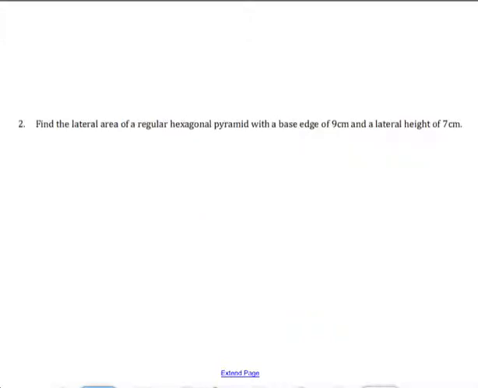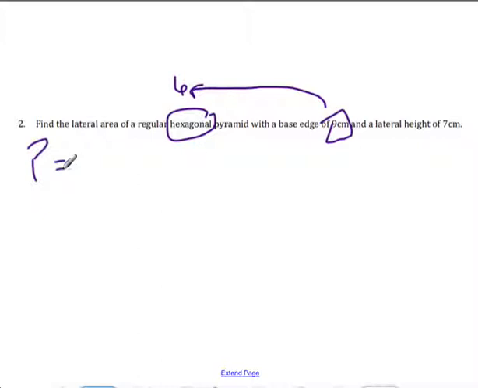Find the lateral area of a regular hexagonal pyramid. Hexagonal means that there are 6 sides, with a base edge of 9 centimeters and a slant height of 7. Well, if this edge is 9 centimeters, that means all of the 6 edges are 9 centimeters. So to get the perimeter, each side is 9 times the 6 sides, which is really the same as 9 plus 9 plus 9 plus 9 plus 9 plus 9. That's what multiplication is, okay? And then you're going to get 54. So the perimeter is 54.